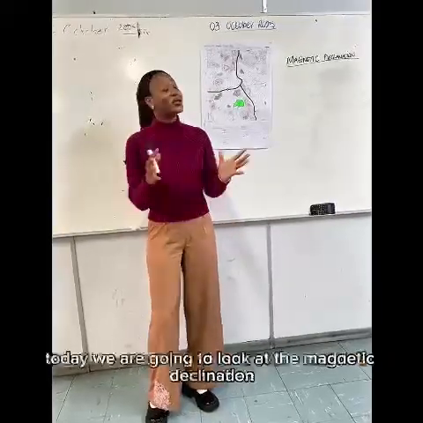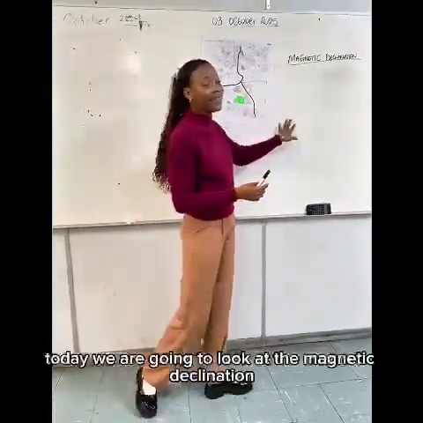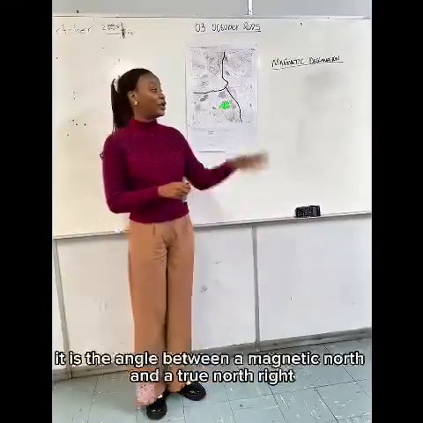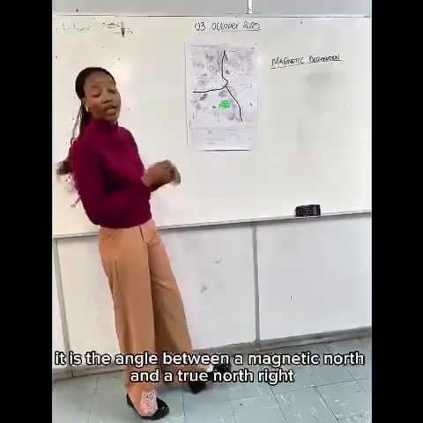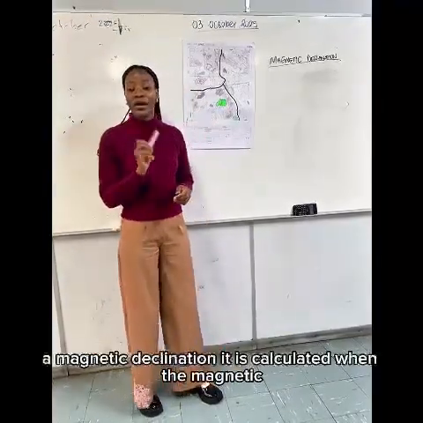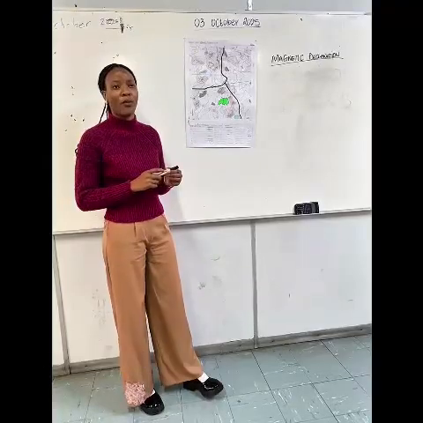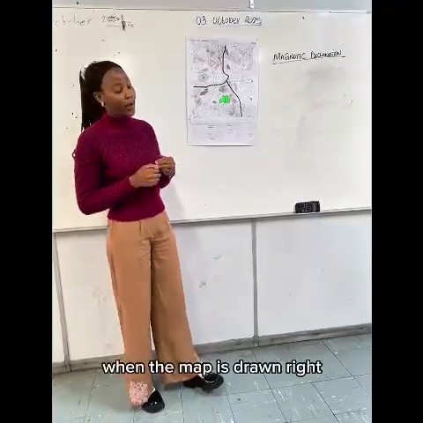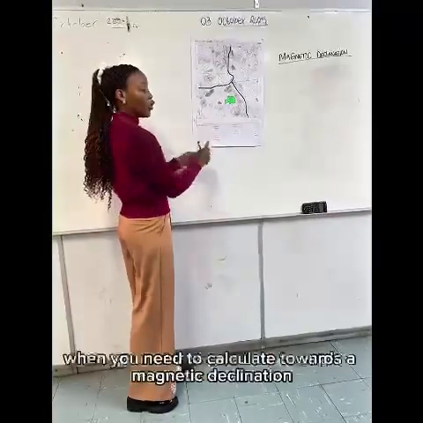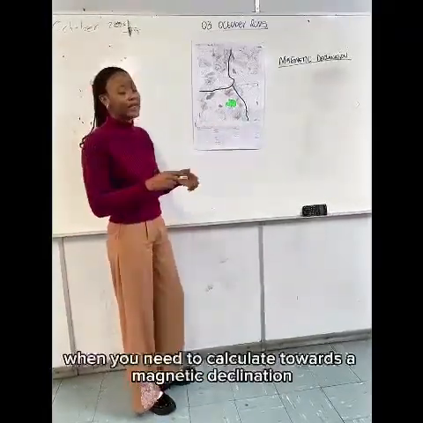Okay, grade 8. Today we are going to look at the magnetic declination. A magnetic declination is the angle between magnetic north and true north. A magnetic declination is calculated when the map is drawn. There is an important part when you need to calculate what a magnetic declination is.